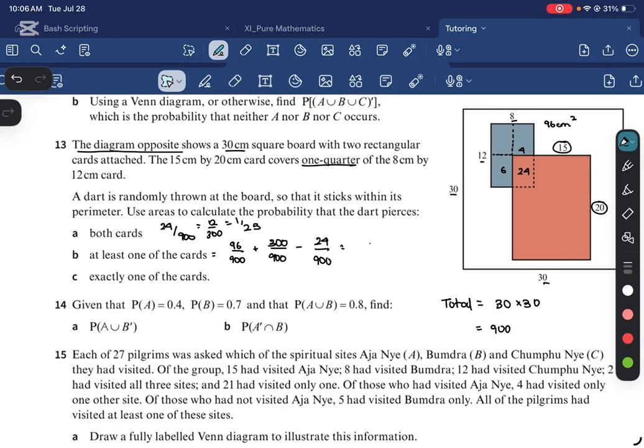So this gives you 31 over 75. If you simplify this expression, you get 31 over 75. So that is the correct answer.